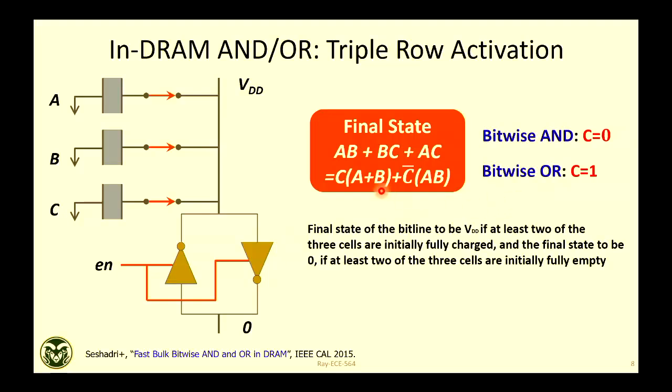So that's the logic for doing in-memory computing. One row, you will initialize to all 1 or all 0, depending on which operation you want to implement. And the other two rows will have your operands.